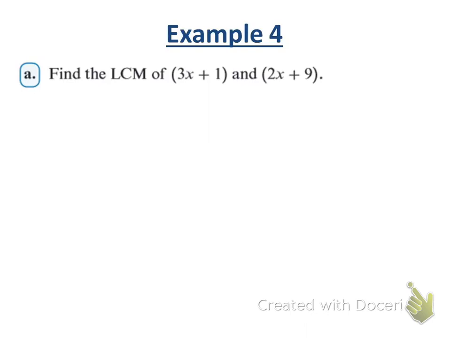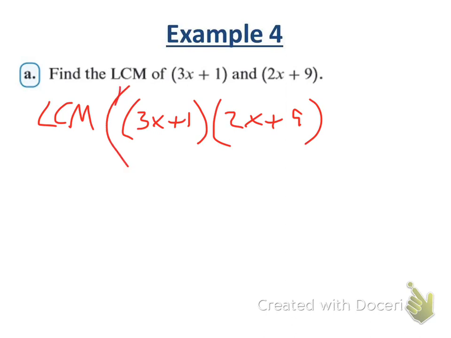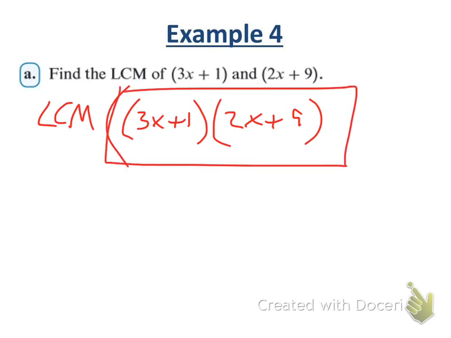We're going to factor each one if they're factorable. Okay? Can 3x plus 1 be factored? Is there a GCF in 3x plus 1? So 3x plus 1 can't be factored. It's prime, so to speak. It's a prime expression. Does 2x plus 9 have a factorization? No. So what's the least common multiple of two prime expressions? It's just the product of those two expressions. So my LCM here is just 3x plus 1 times 2x plus 9.